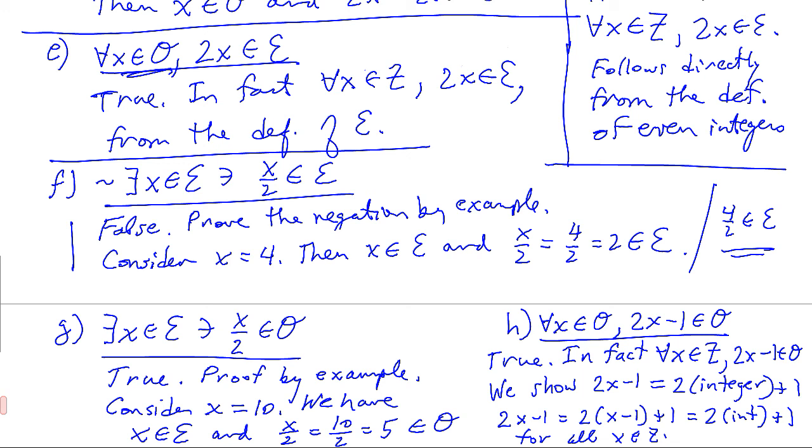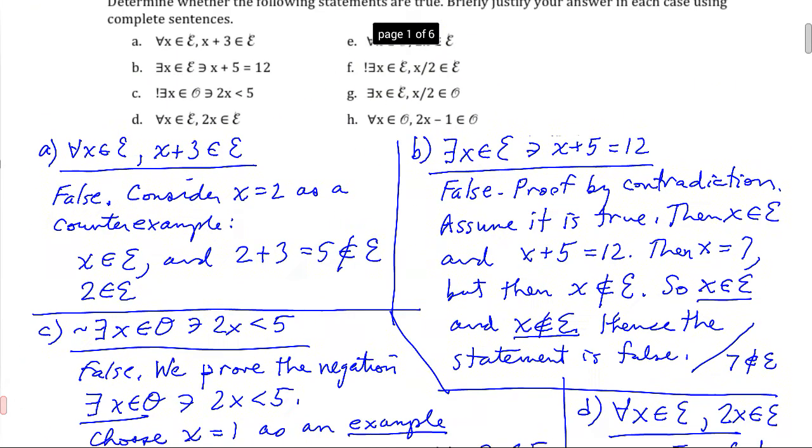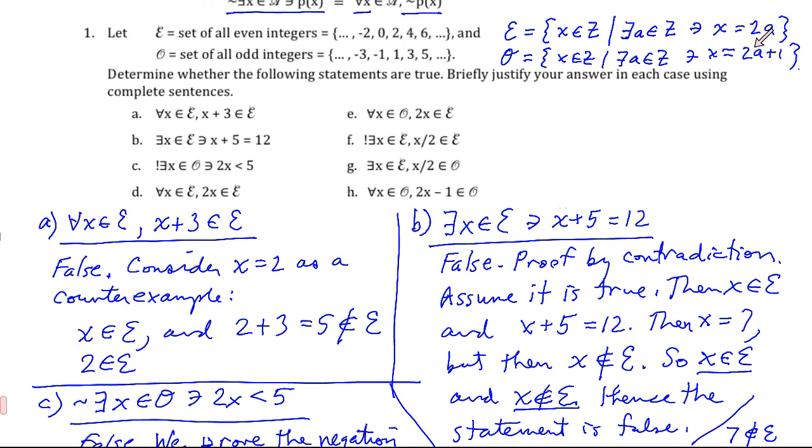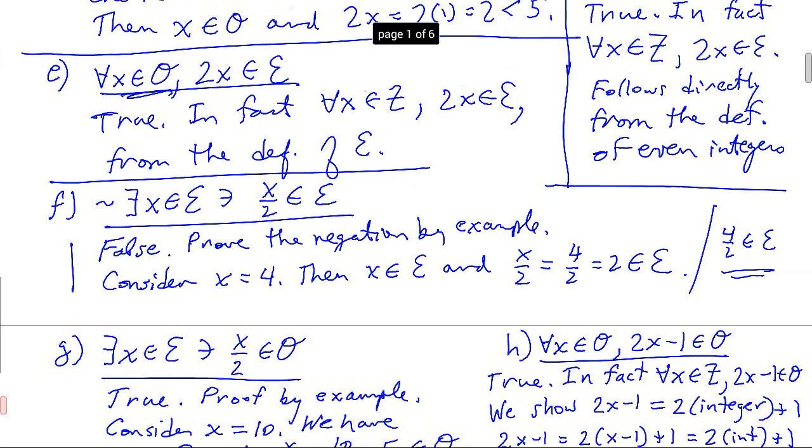Finally, for part H, it says for all odd numbers, 2x minus 1 is also odd. And this is true, and this is another example where it's in fact true for the larger set of all integers. If it's true for all integers, it's true for all odd integers, because the odds are a subset of the integers. And so for all integers, 2x minus 1 is in fact odd. We might have gone ahead and defined odds in terms of 2 times another integer minus 1, but we happen to define it as 2 times an integer plus 1. And so we need to put our odd number in the form of twice an integer plus 1 to prove that it's odd. And I can do that.